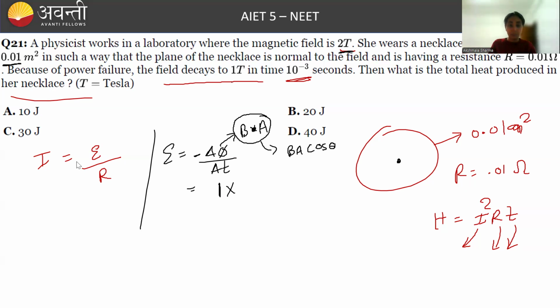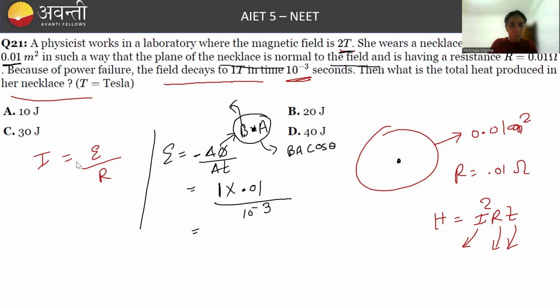Just try to make sense of what is given. The plane of the necklace is normal to the field. So if this is the plane, then normal to this plane will be this, and in this direction is the magnetic field. The area vector is also normal to the plane, so both are sharing the same direction. So theta is 0. Done. So if I calculate the flux change, it will be 0.01 into (2 - 1). The magnetic field is changing, the area is remaining constant, and that is how the flux is changing, divided by delta t, that is 10 to the power minus 3.